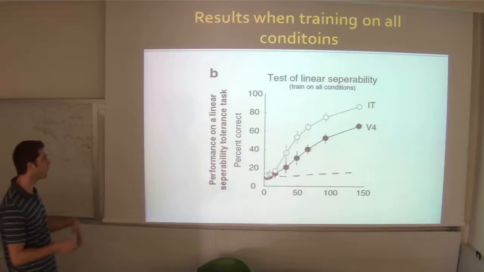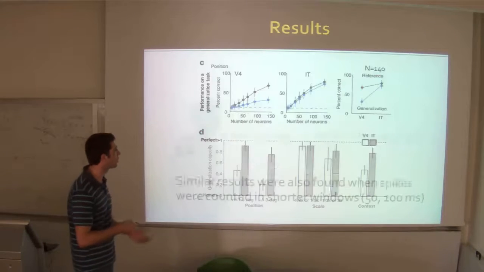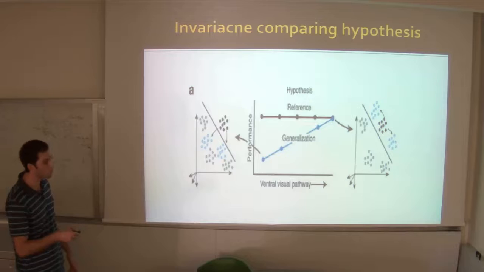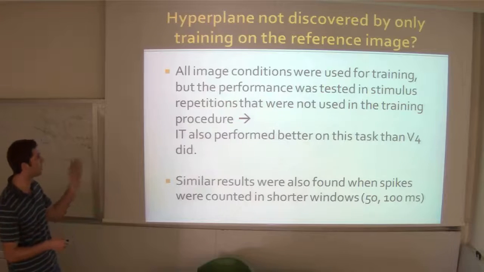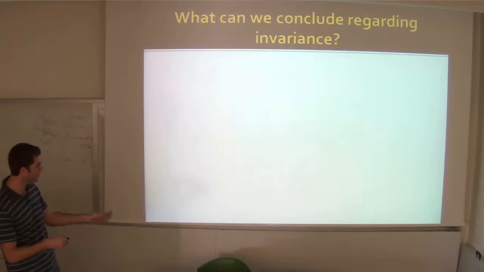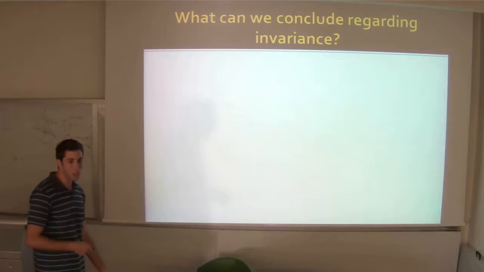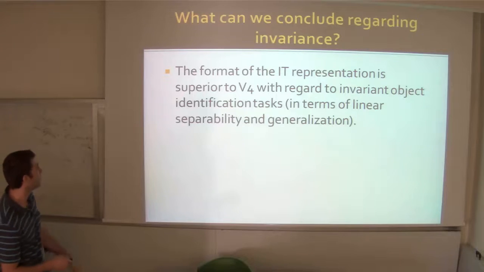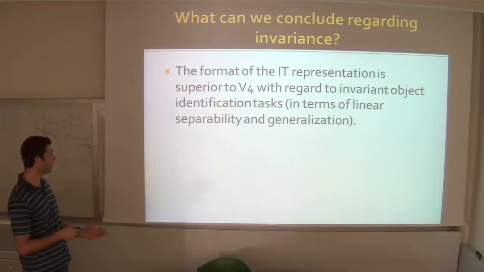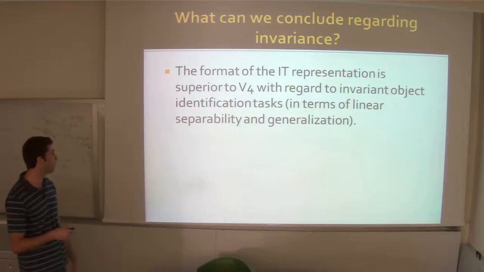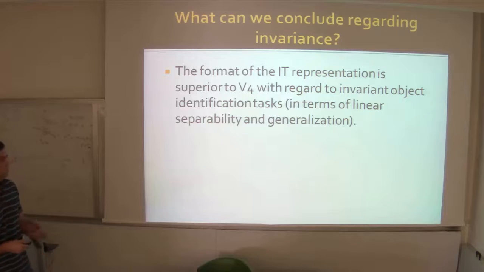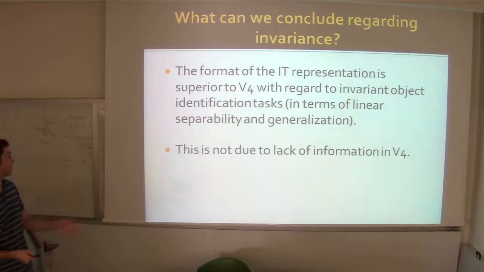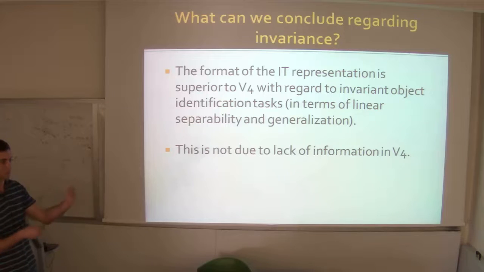Okay, so they were training also on all of the conditions. They thought maybe because we trained only on the reference, we got this result. So they did it on the conditions and tested again, and they got consistent results. To conclude, regarding invariance, the format of the IT representation is superior to V4 with regard to invariant object identification in terms of linear separability and generalization. And this is not due to any lack of information in V4, right? The same information is just being formed from various transformations.